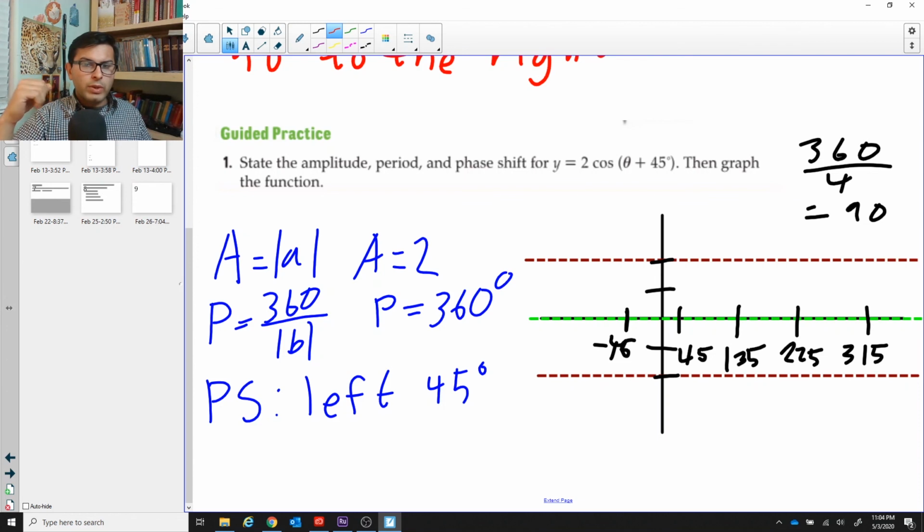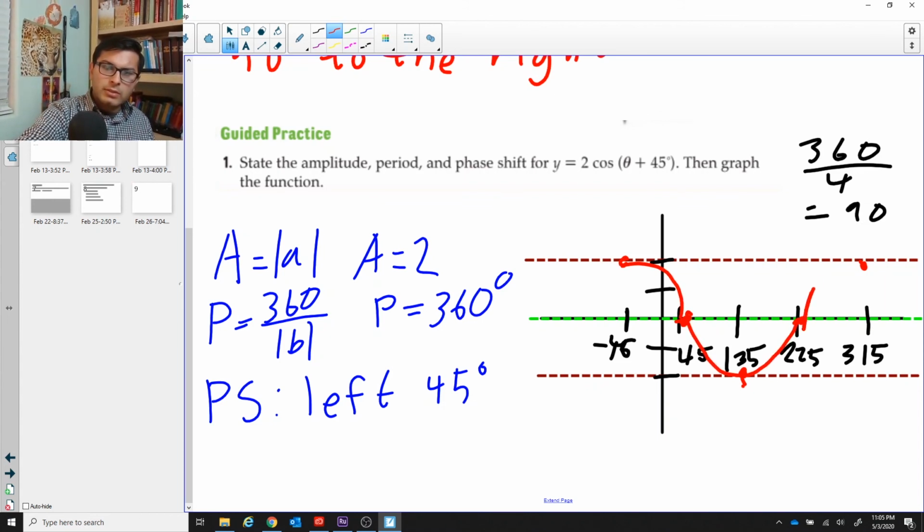Now, as we know with our cosine functions, we're going to start at the maximum line, and then we're going to go down to the midline, all the way down to the bottom, then back up to the midline, and then again to our maximum line there. Now what we're going to do is connect everything with curved lines, and this should make a nice little cosine graph, a nice little wave function here.